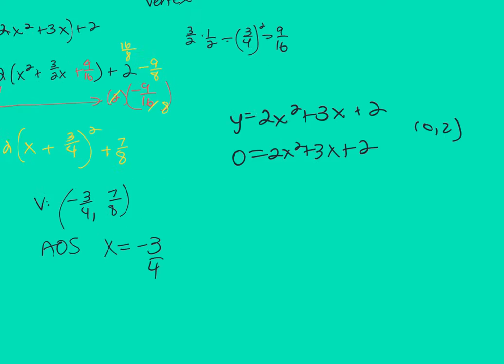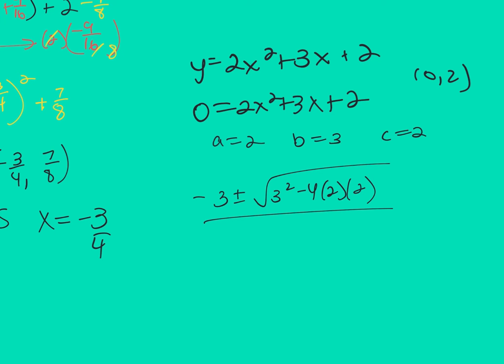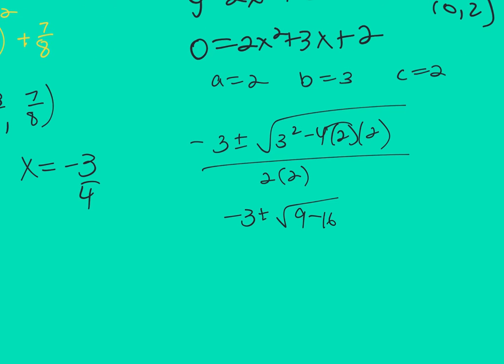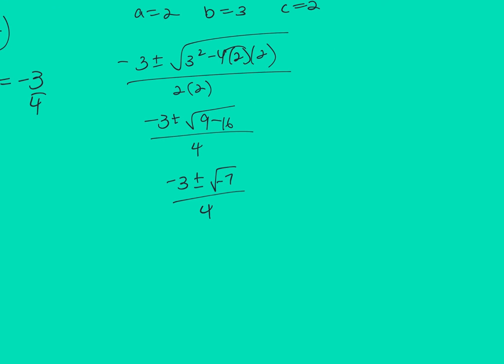So this is where you had to use the quadratic equation. So you're going to have to do it a couple of times tomorrow. A is 2, B is 3, C is 2: negative B, plus and minus the square root of B squared minus 4 times A times C, all over 2 times A. And this time, 9 minus, this is 16. You got a negative underneath your square root. What does that mean for intercepts? They don't exist. Good. So there would be no x-intercepts here.